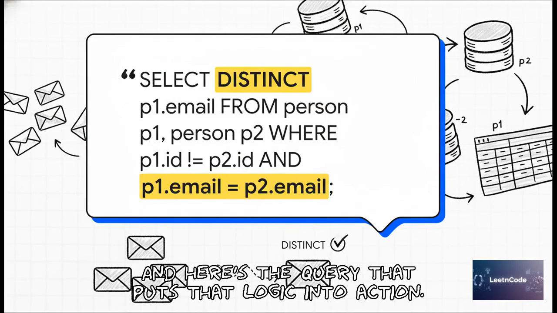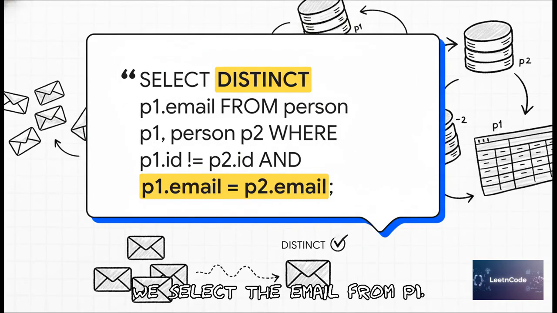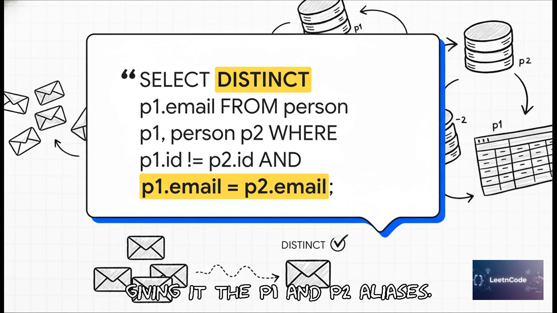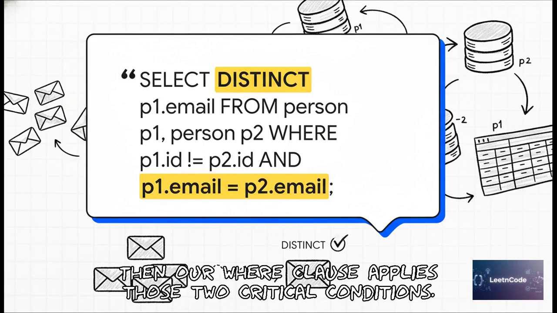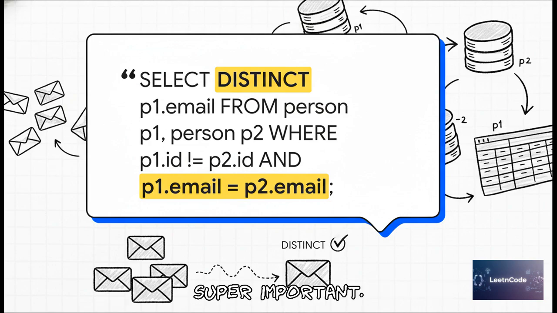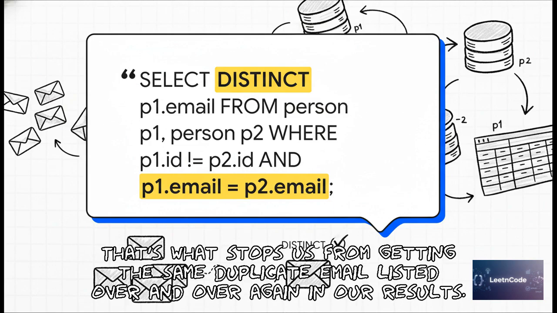And here's the query that puts that logic into action. We select the email from P1. In the from clause, you can see we list the person table twice, giving it the P1 and P2 aliases. Then our where clause applies those two critical conditions. And notice that distinct keyword? Super important. That's what stops us from getting the same duplicate email listed over and over again in our results.